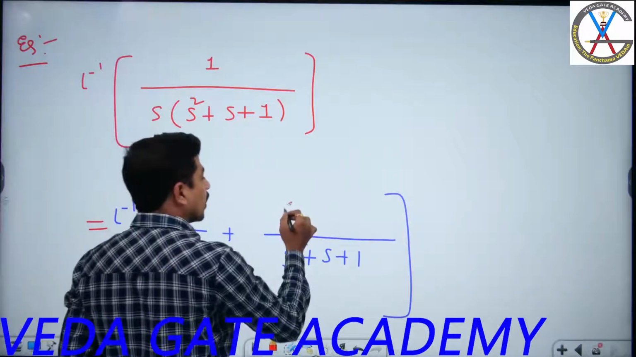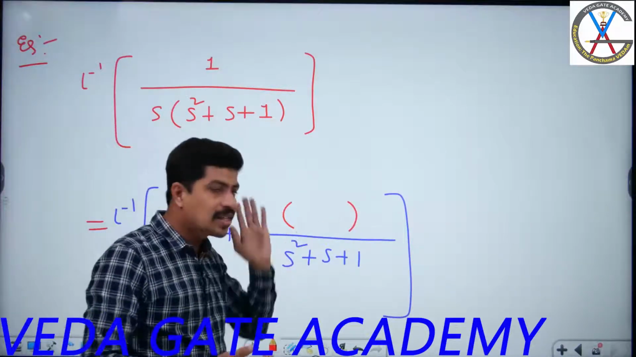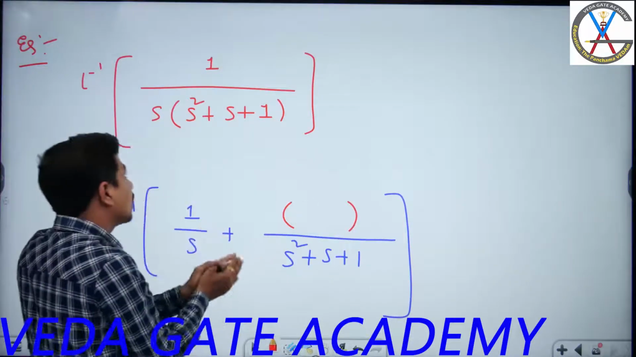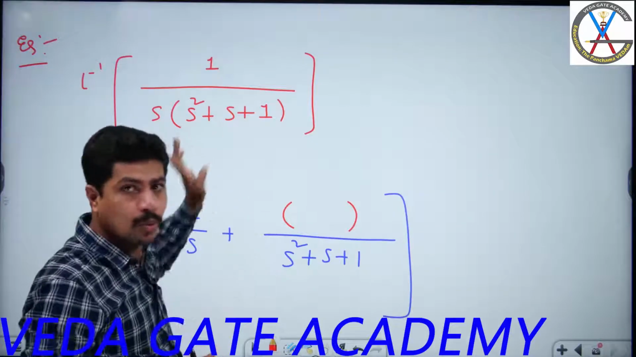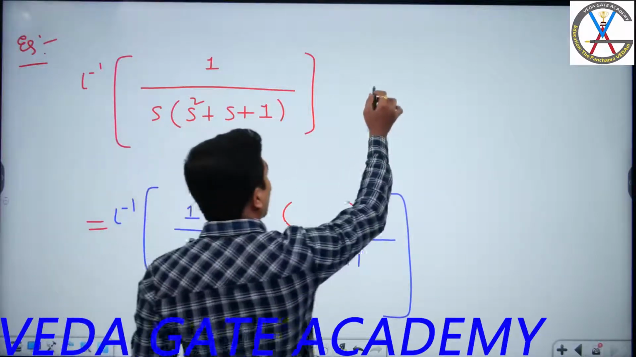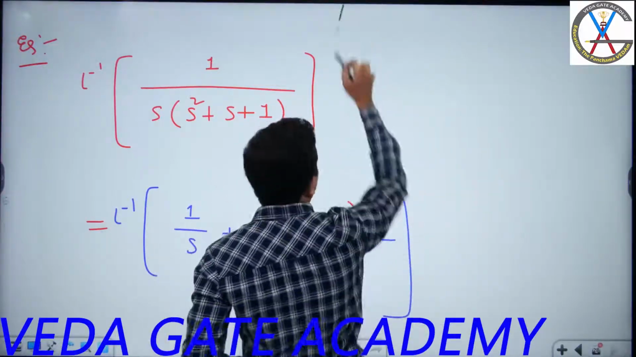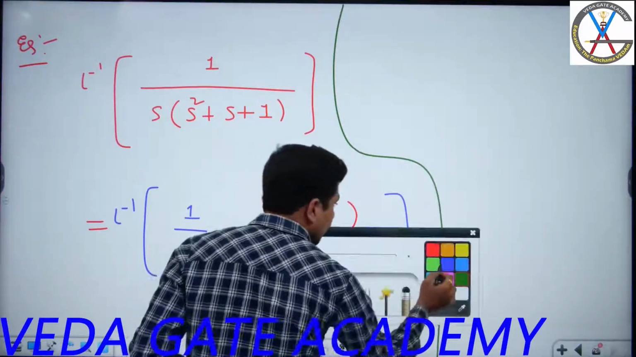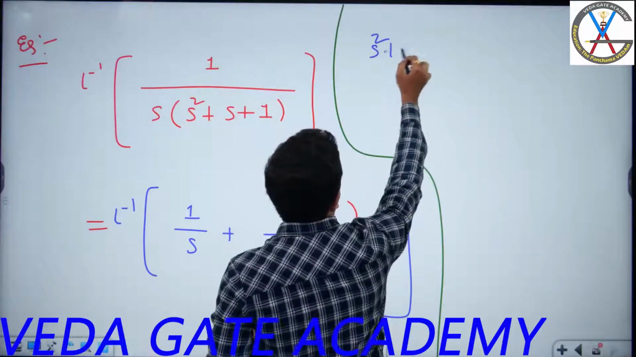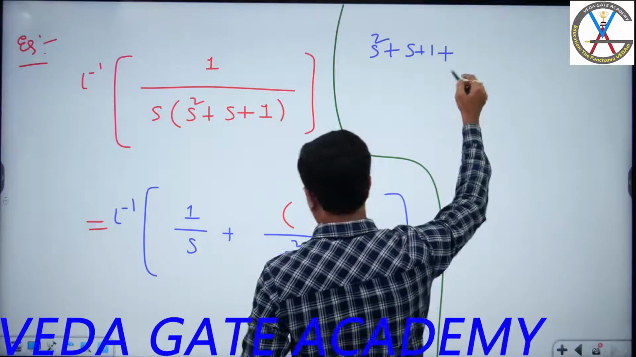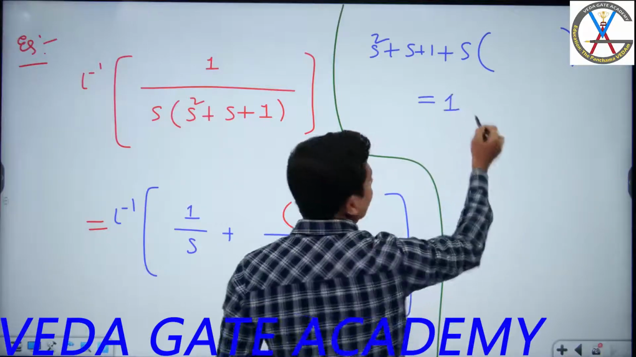Now we want to find this. Very simple way. Imagine that something is there. If I simplify this one, this must be equal to that one, right? I'm simplifying it. Observe, all of you, how I am simplifying. Your observation is needed here. This side we are going to get what? s square plus s plus 1 plus s into something is equal to 1.